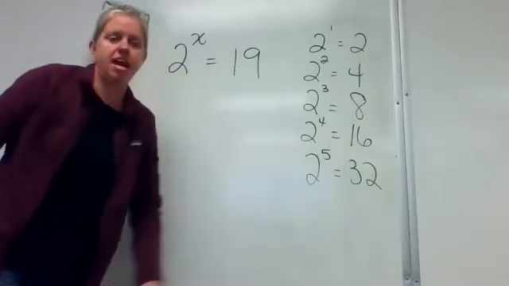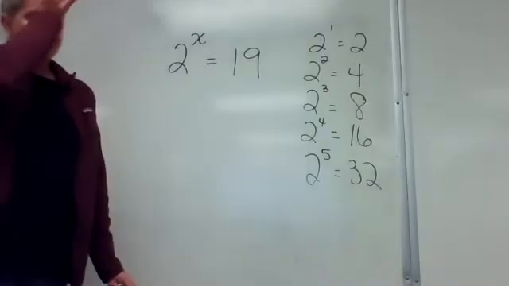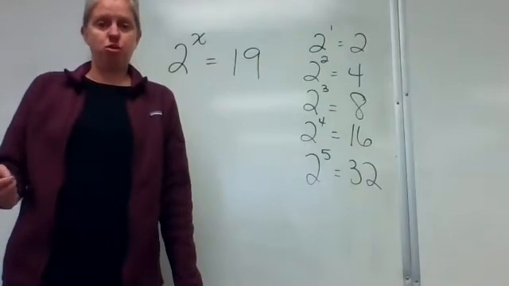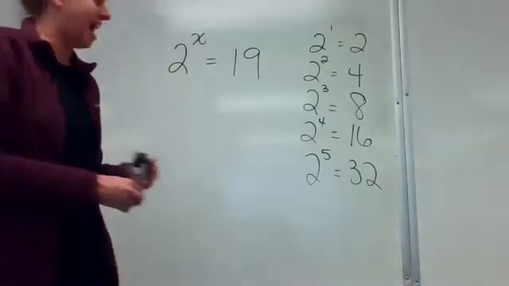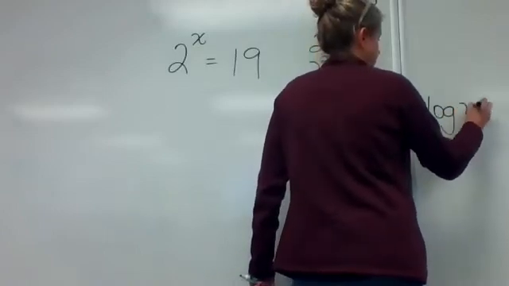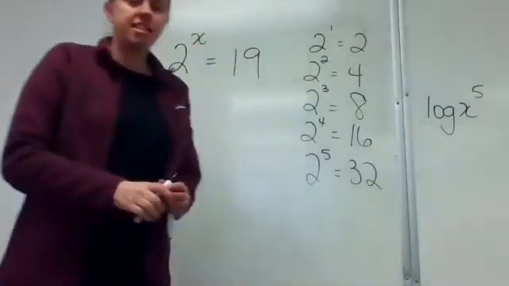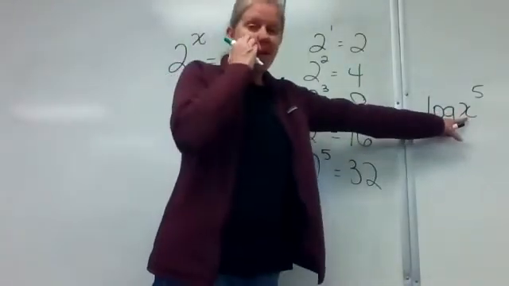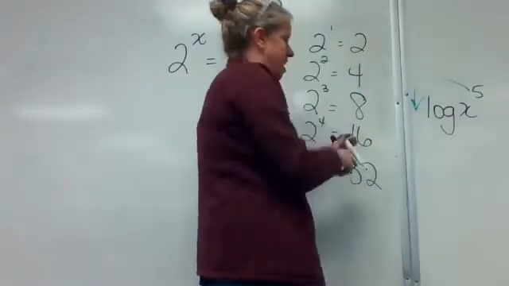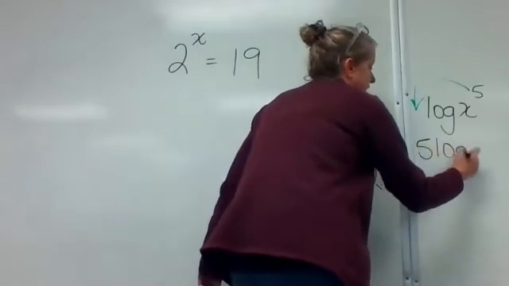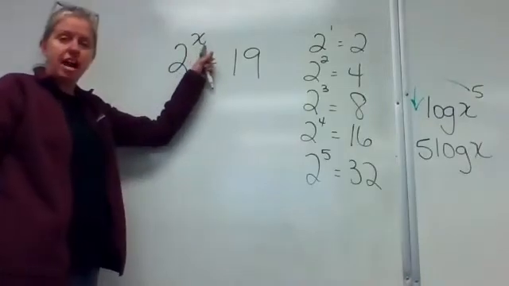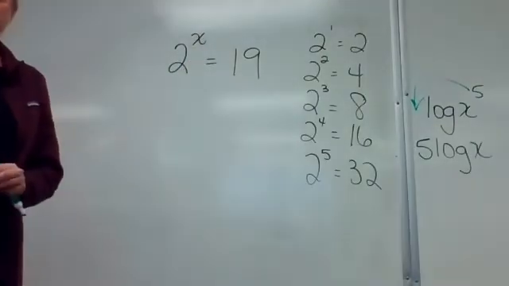Okay, so if that's the case, we're going to use that logarithm rule that we just learned in 9.5 that says if your log has an exponent, you can rewrite it, bringing that exponent down in front. This is the same thing as 5 times log of x. That's what I'm going to do to get the x out of the exponent.